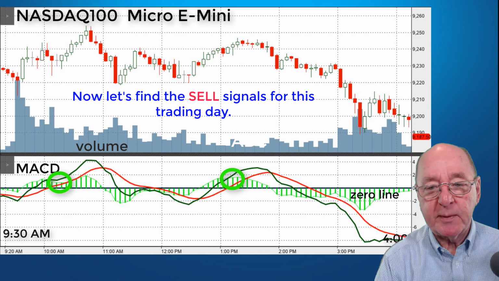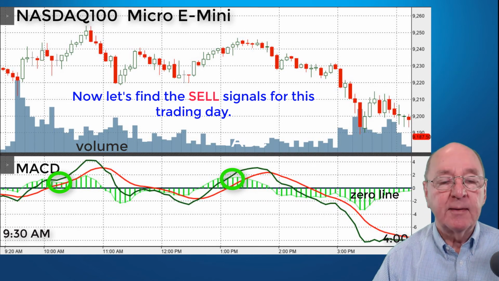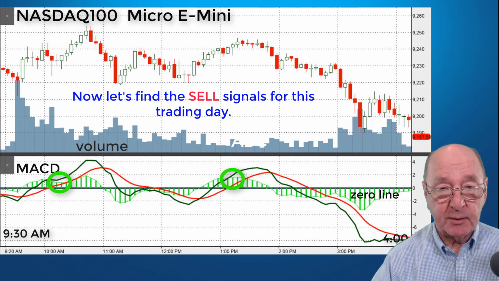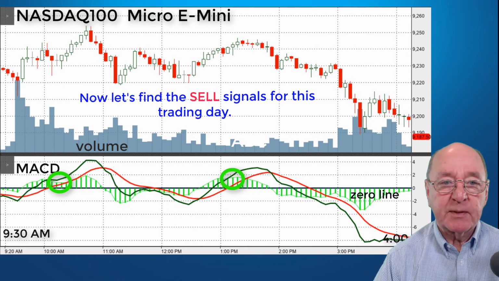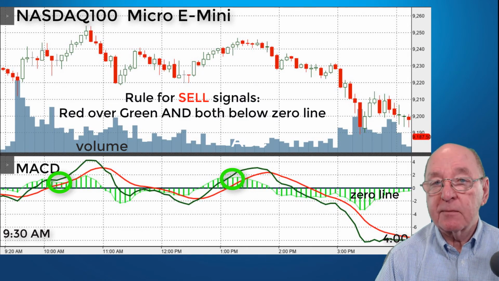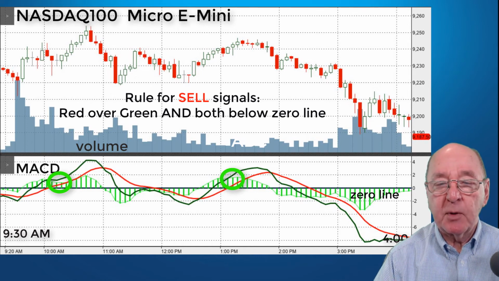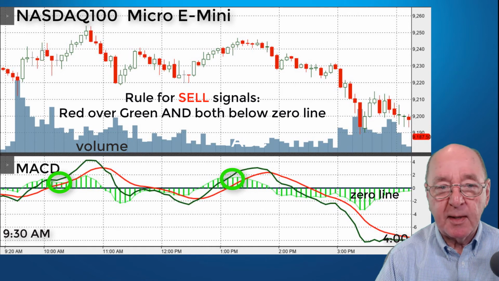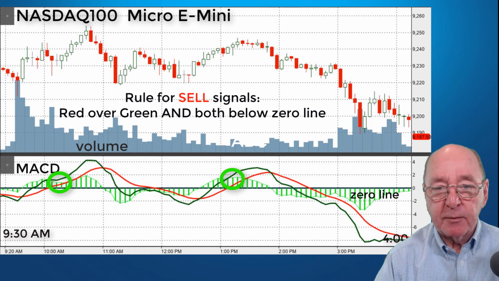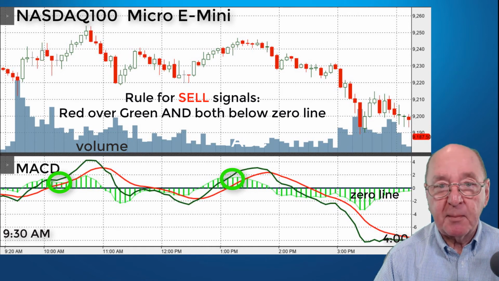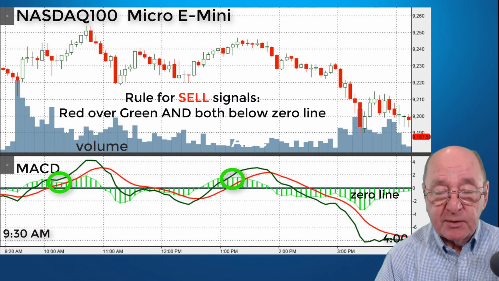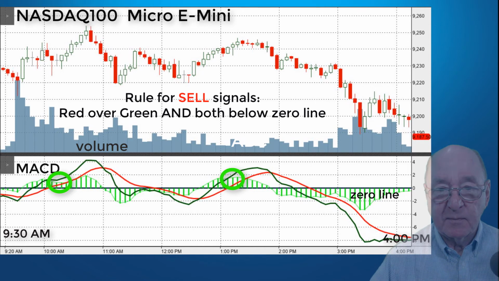Okay, as promised, we've done the two buy signals for the day. Now we're going to try to find the sell signals for the day. And the rule for the sell signals is the red over the green and both below the zero line. Red over green, both below zero, all at the same time. And we can look on the chart here from 9:30 till 4 p.m. on this same day we used for the buy signals, and we find two instances, can you find them, of sell signals, the red over green and both below zero.